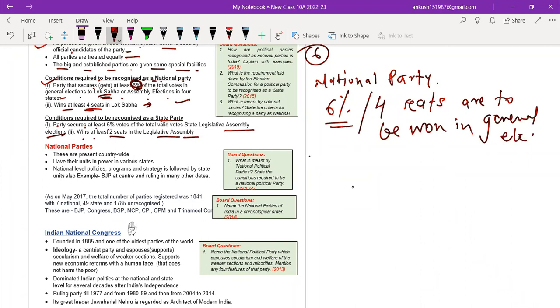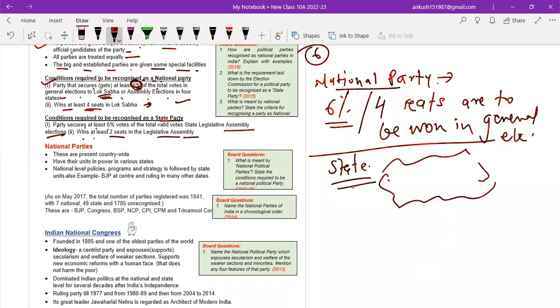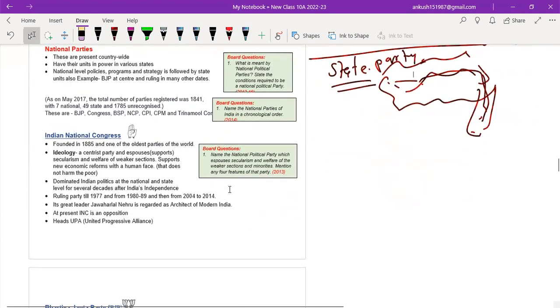Okay, and for state party, now see, this national party would belong to the whole country. Across the country, sorry, and the state party would remain only in the territory of the state. Means in this state, wherever it is securing 6% of the total vote and 2 seats within this territory, it would become the state party, means it can get the recognition as state party, understood?